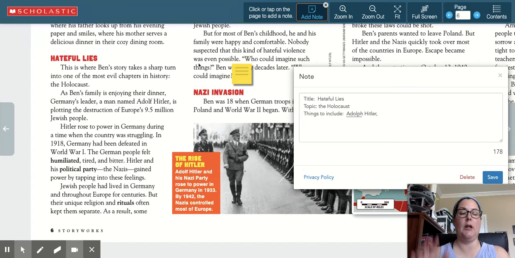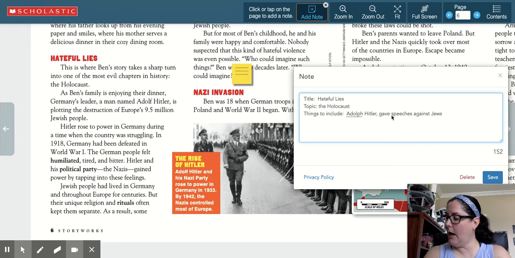I'm going to now bring over this next part, but it's not letting me scroll up. If I were able to scroll up, which I'm having some technical difficulties, I would move on to a paragraph that is going to talk about how Adolf Hitler gave speeches and talked very poorly about the Jews. And so I think that that's important to include, and I'm going to include that he gave speeches against Jews. And I also think it's important that there was violence against the Jews. So these are the key parts, I think, of this section.